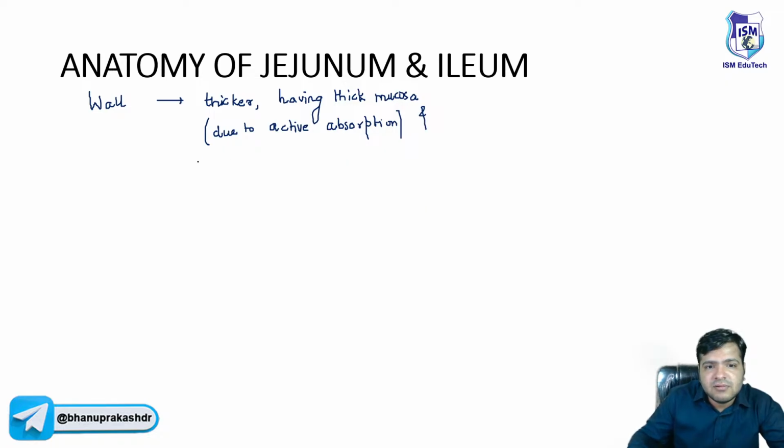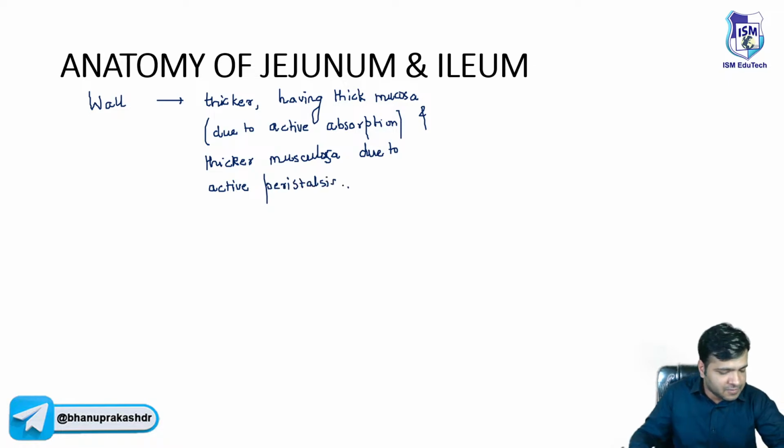And remember beta, it is also having thicker musculosa. Musculosa means the muscles. It is having thick muscles beta. Why? Because of active peristalsis. You are already aware that peristalsis का मतलब क्या होता है? Rhythmic contraction and relaxation of the muscles of the alimentary canal, right?